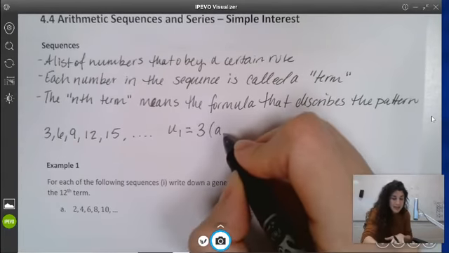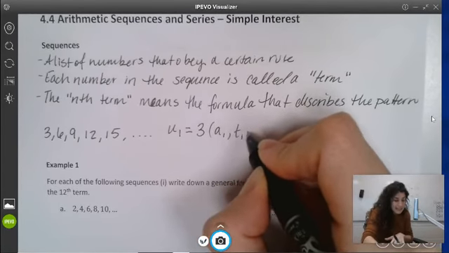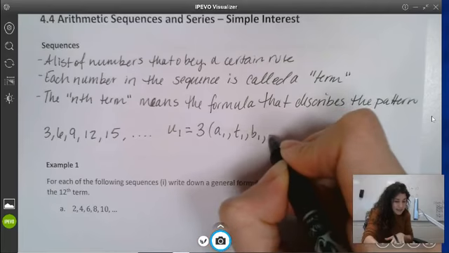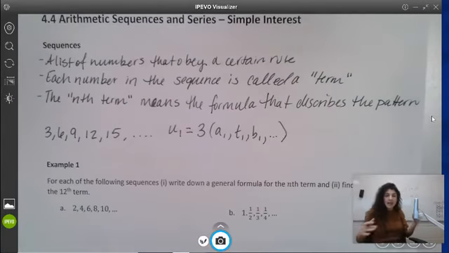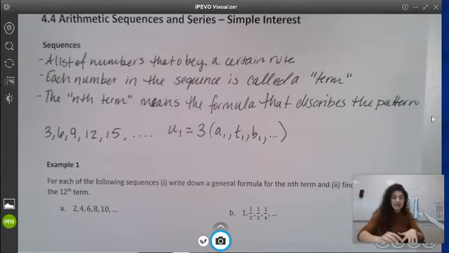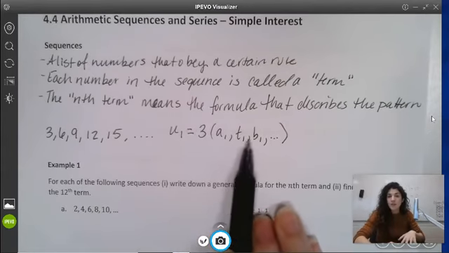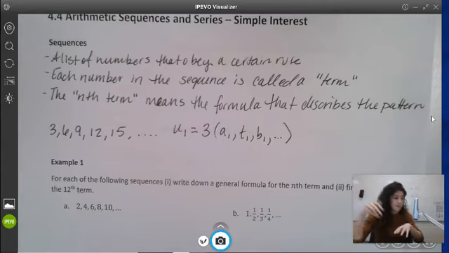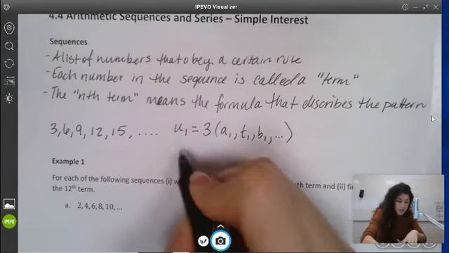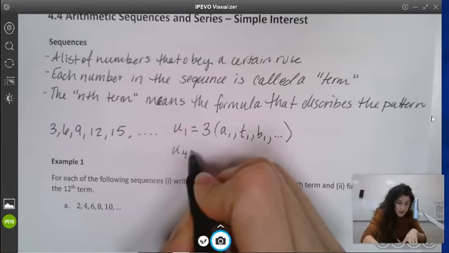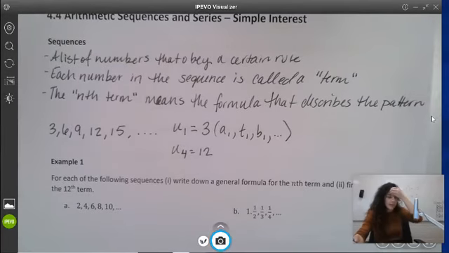It doesn't have to be u. It could be a sub 1, it could be t sub 1, it could be b sub 1, etc. It doesn't have to be u, but it's any variable that is chosen to represent this situation, sub 1, as the first term. So the fourth term in this sequence, u sub 4, is 12.